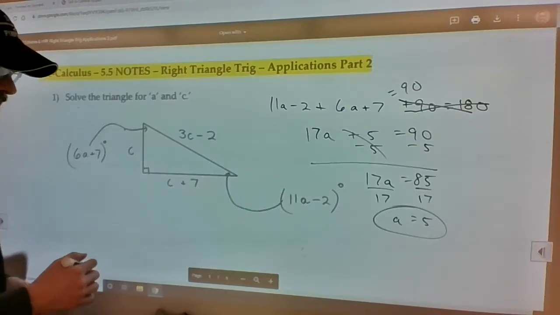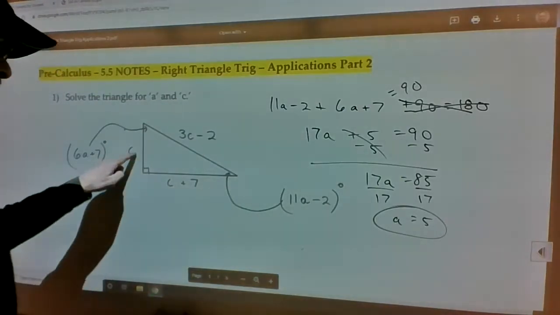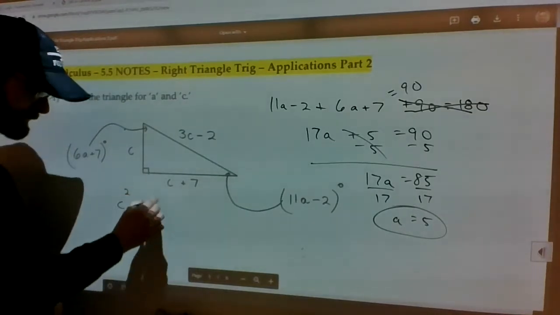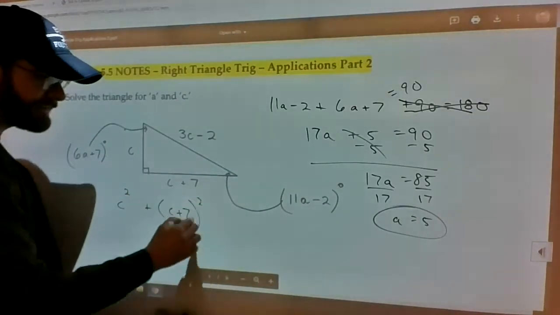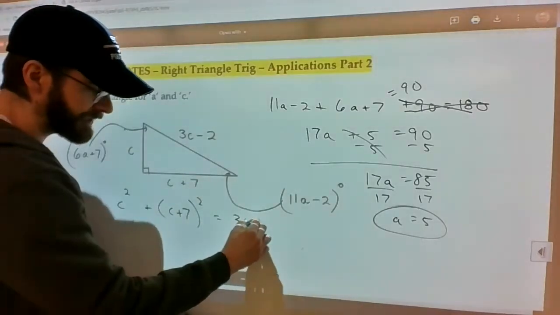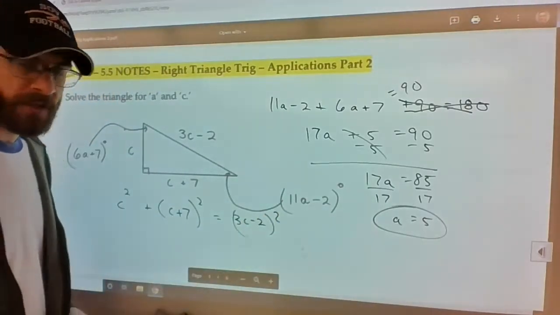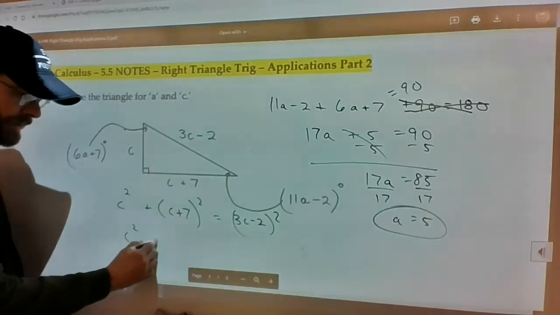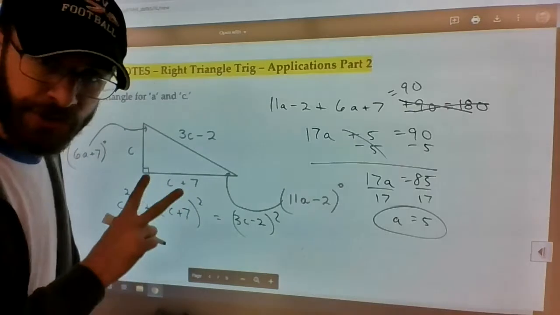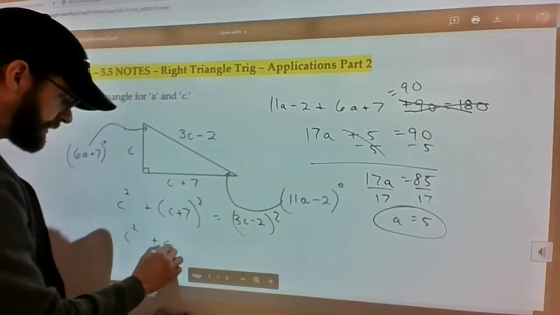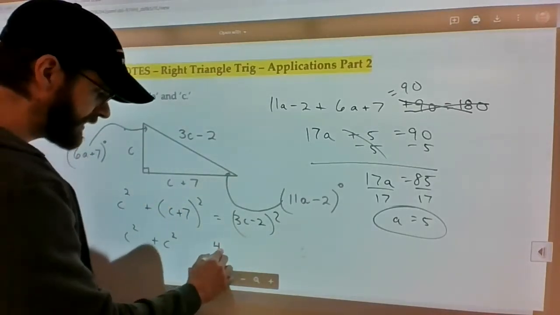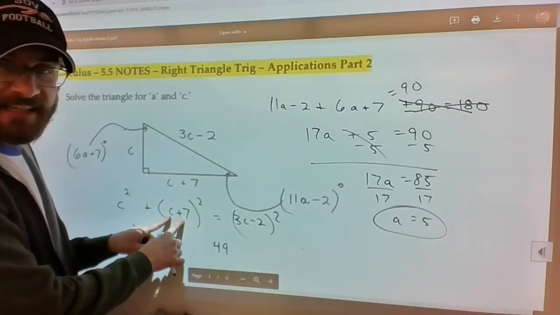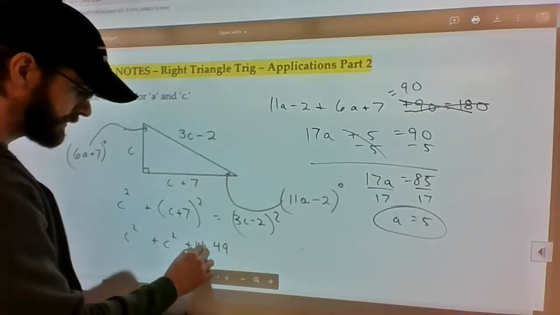The value of C can be found by using the Pythagorean theorem. C squared plus (C plus 7) squared must equal (3C minus 2) squared. So just using regular old algebra, expanding polynomials that are squared, if they're binomials with two terms, you can square the first, square the last, and then double the first times the last. 7c times 2 is positive 14c.